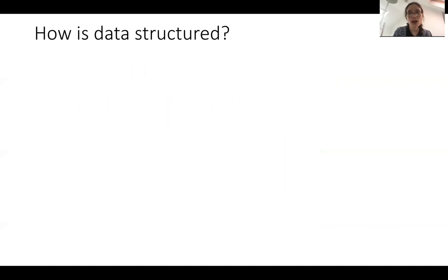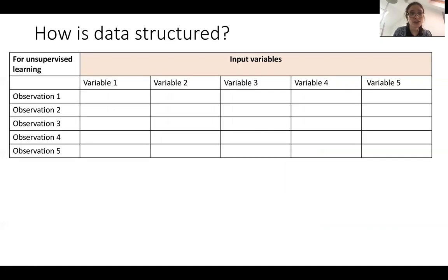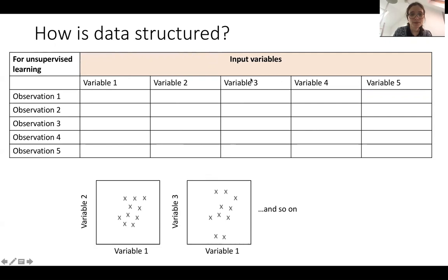So let's recall how we are imagining that the data is structured. We're imagining that each row is an observation and each column is an input variable. We can visualize every pair of variables in the scatter plot. So for example, we could plot each of the observations as dots and compare their values of variable 1 versus variable 2. We can then compare variable 1 versus variable 3, and so on.